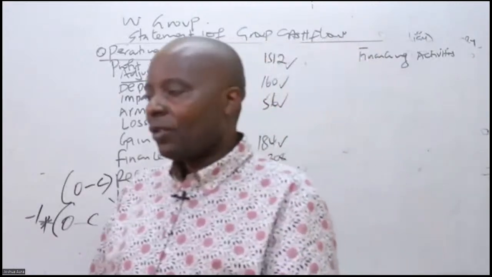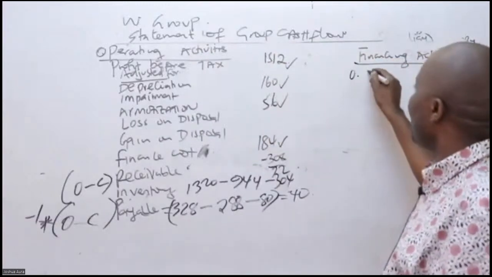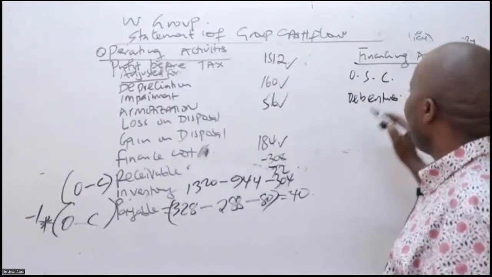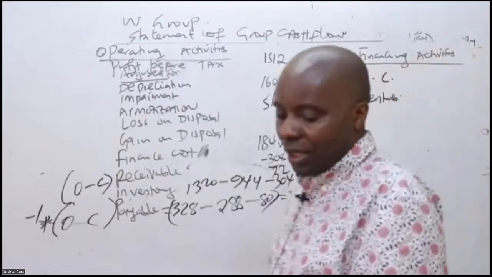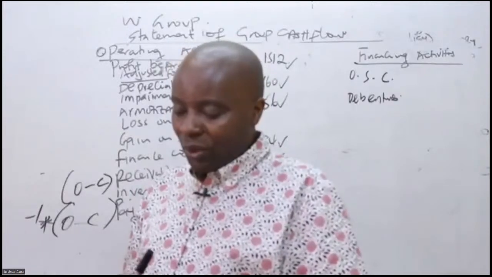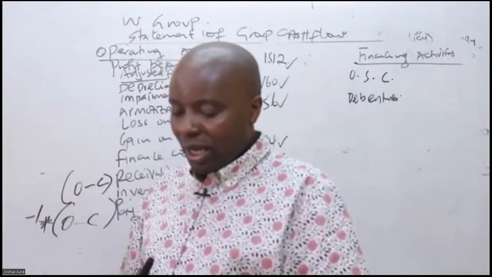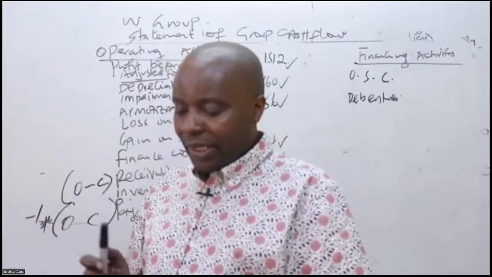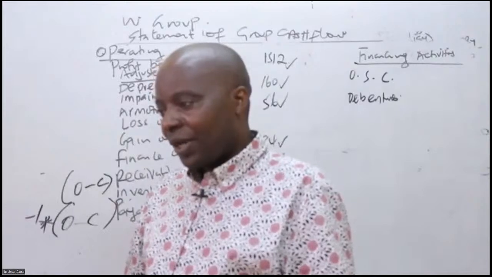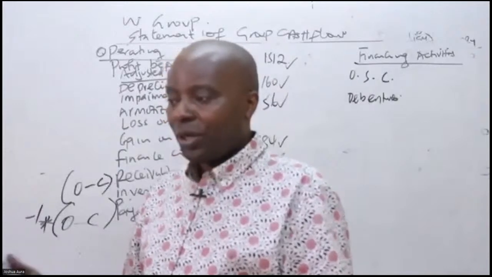So now we are under financing activities. Under financing activities, we are looking at ordinary share capital. We are looking at any debentures that we have. Debentures, etc., very easy. So if you look at the question that we have here, look at ordinary share capital and tell us whether we issued new shares. When I look at this, I can see at the beginning we had 800, at the end we had 800. So we never raised anything with ordinary share capital.